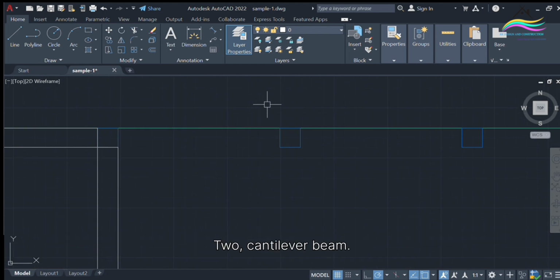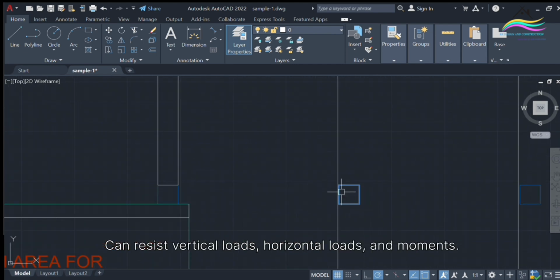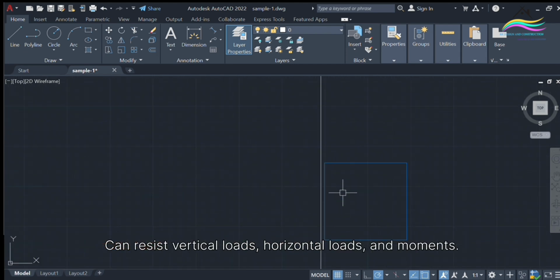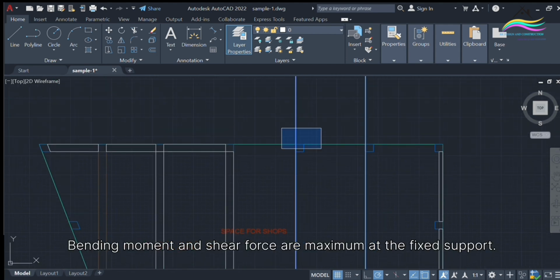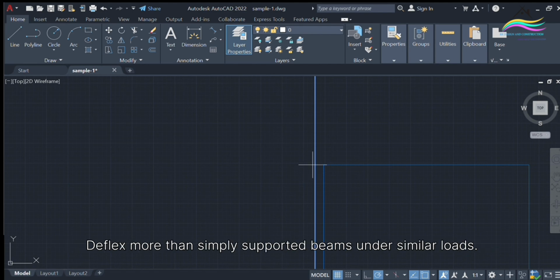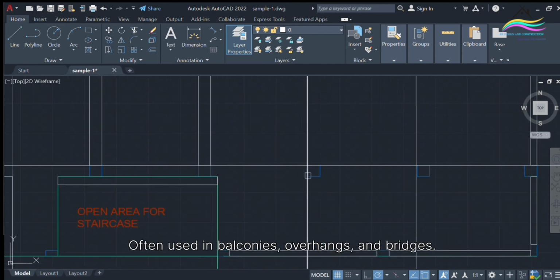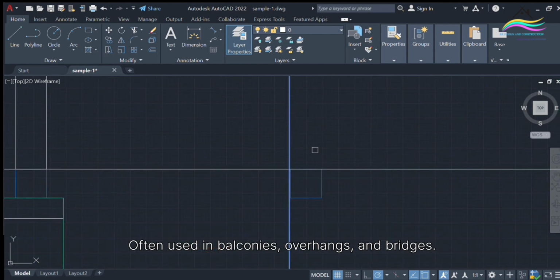2. Cantilever beam. Description: fixed at one end and free at the other. Behavior: can resist vertical loads, horizontal loads, and moments. Bending moment and shear force are maximum at the fixed support. Deflects more than simply supported beams under similar loads. Often used in balconies, overhangs, and bridges.